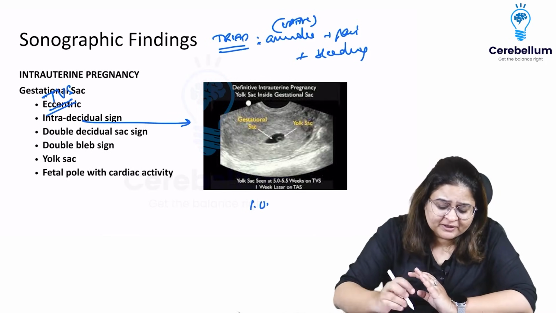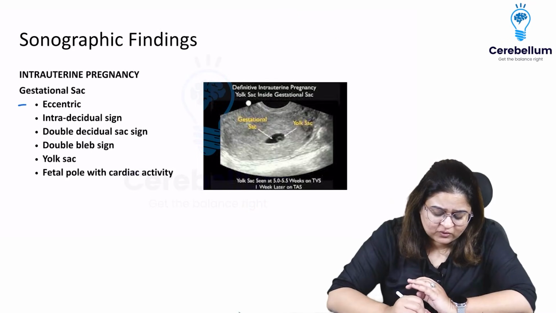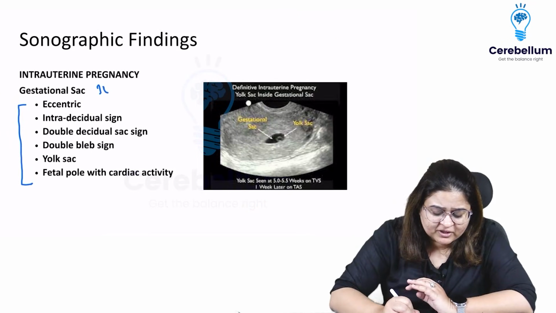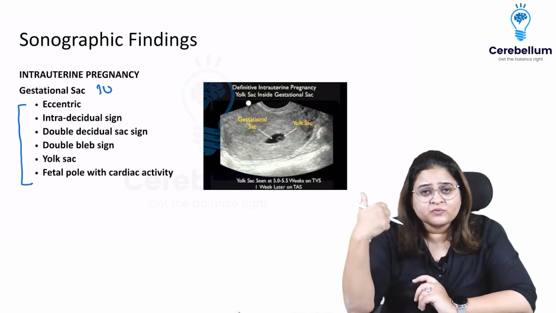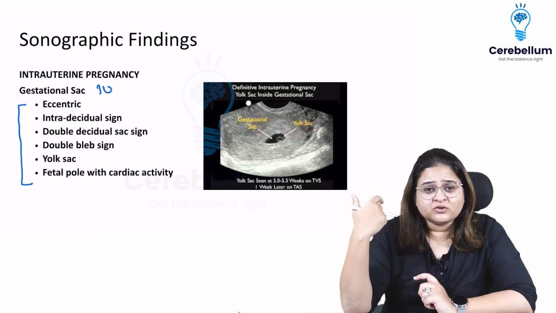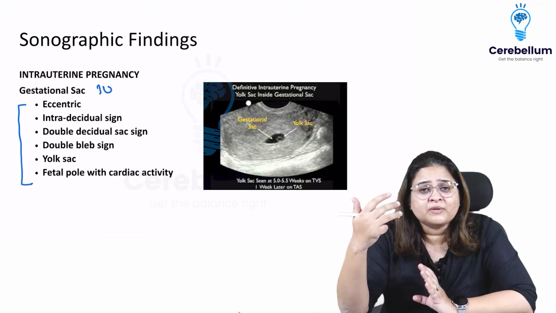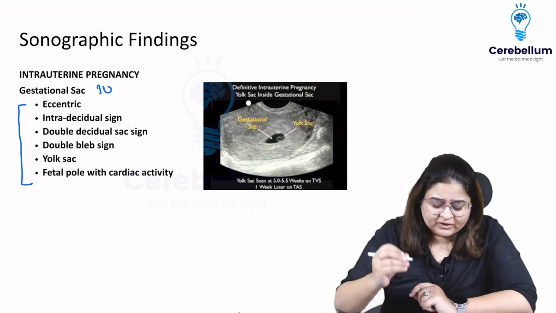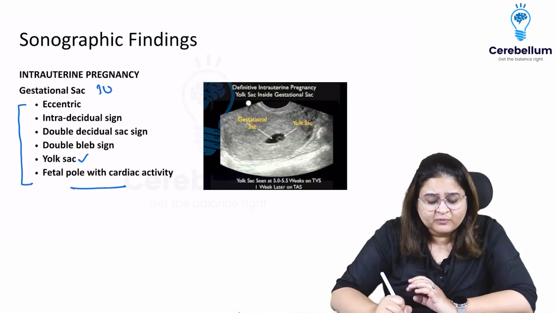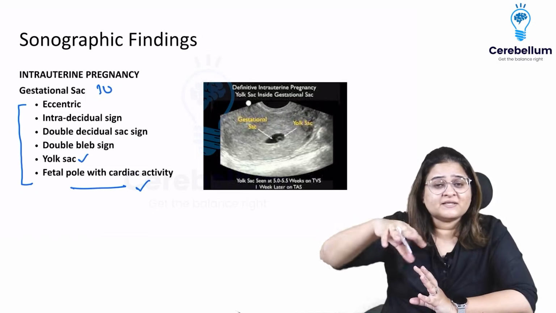If it's an intrauterine pregnancy, you're going to see these signs. These are all the signs of an intrauterine gestational sac. It is going to be eccentric. We are going to find the intradecidual and the double decidual and maybe the double bleb sign also. Okay, you're going to find the yolk sac and the fetal pole with cardiac activity all inside the uterus.